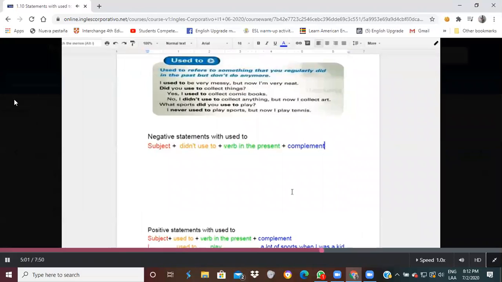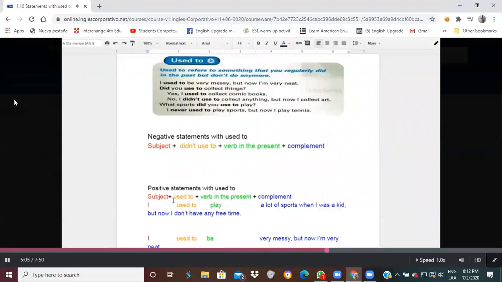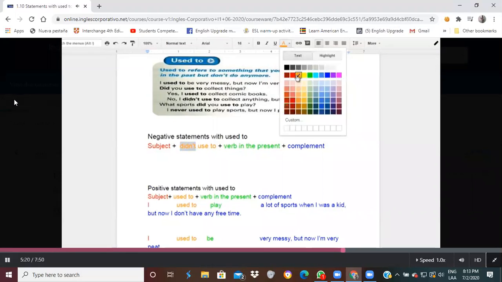Now let me present the negative structure. Let me present how we're going to make negative statements. So previously we learned that we can make positive statements with used to. Now we're going to talk about negative statements. The only thing that's going to change to our previous structure is that we're going to include didn't. All right, so that's what I want you to notice.